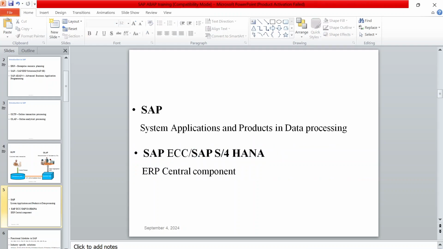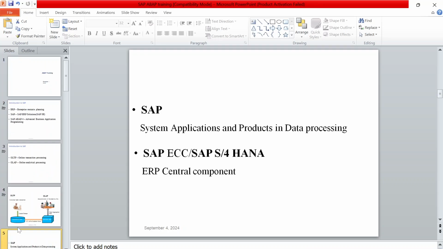Okay, here, what is SAP ABAP? ABAP is a fourth generation programming language which we use in SAP ERP to create custom applications or to enhance the standard existing applications. Because SAP is a product, right? It contains all predefined functionalities, right?